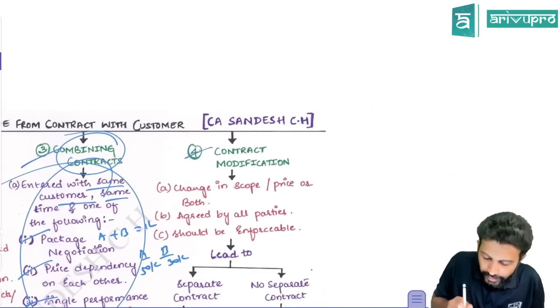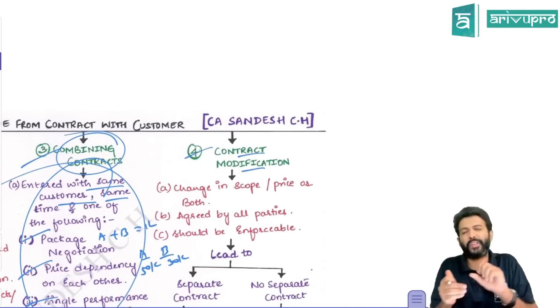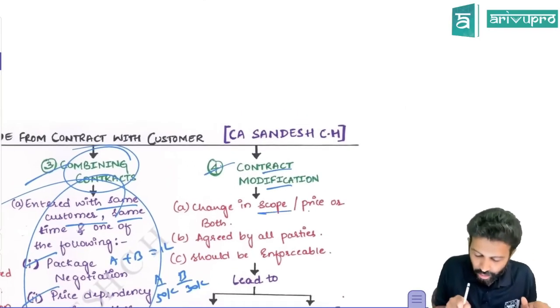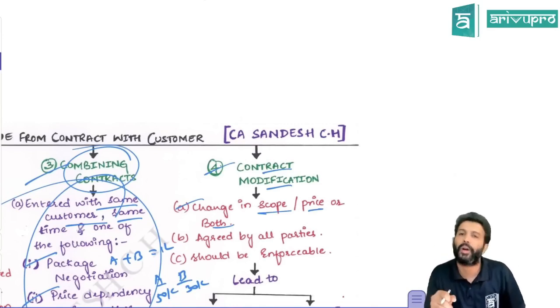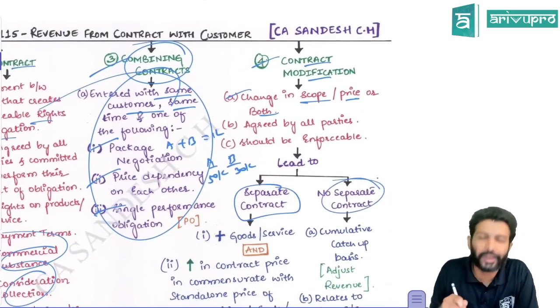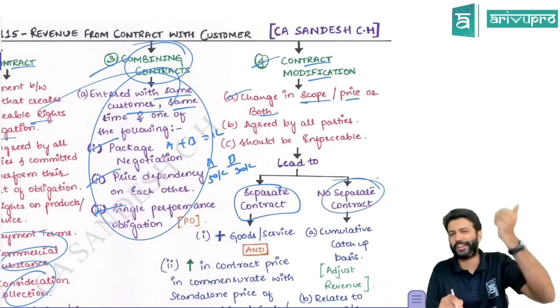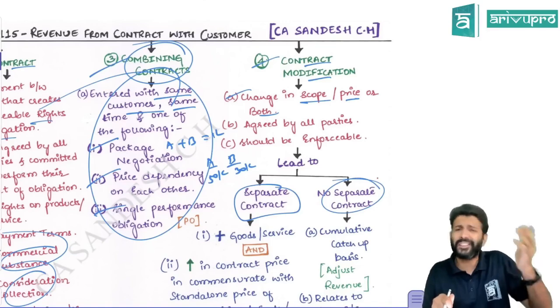All right. Next is contract modification. If you have changed the terms of the contract, meaning a change in the scope or the price, we call it contract modification. Contract modification could lead to a separate contract or not a separate contract, like the lease modification we learned. So you could treat this contract modification as a separate contract, with the same features.